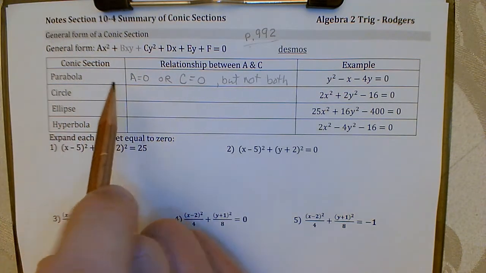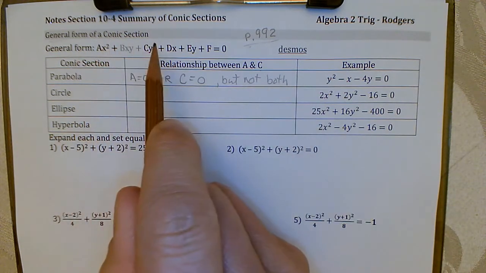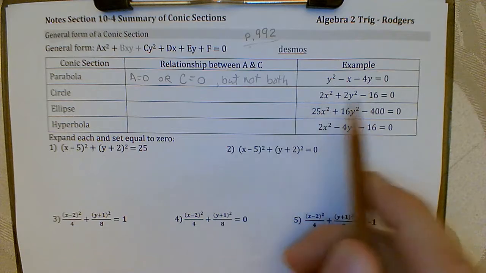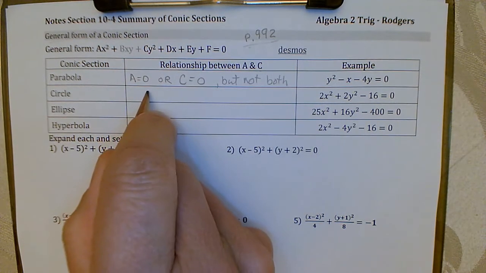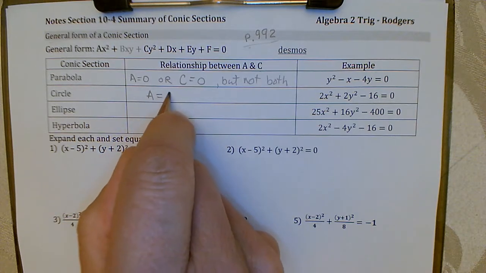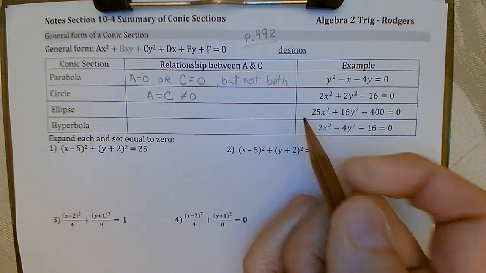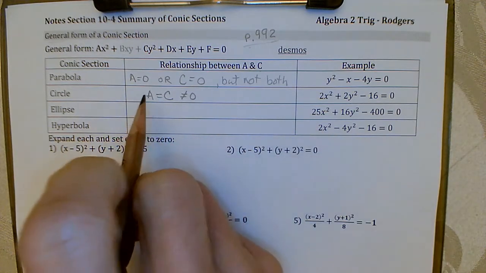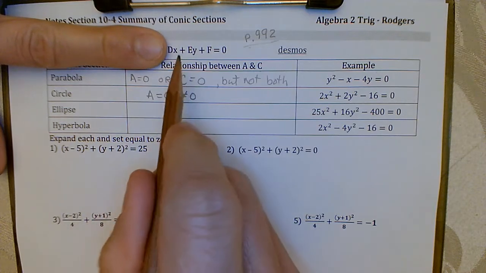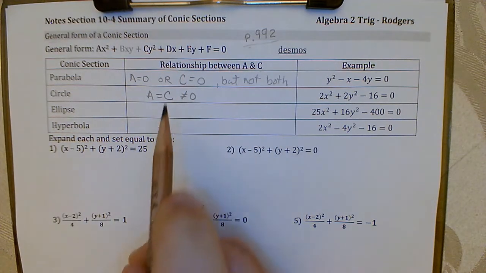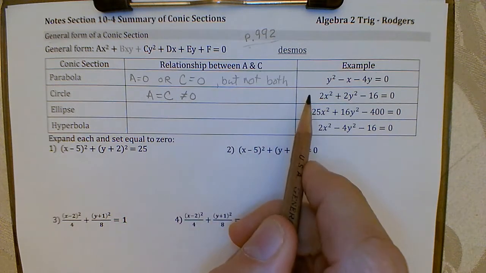All right, so what happens when it's a circle? What is the relationship between A and C when it's a circle? Here's an example of a circle. All right, so you know that A must equal C, but of course, they cannot equal 0, right? For obvious reasons we just talked about, if they were both equal to each other and equal to 0, then we'd have a line. So for a circle, A and C have to be equal.